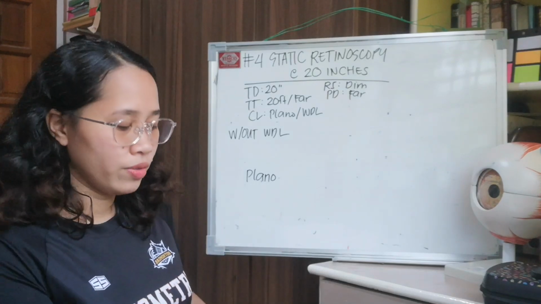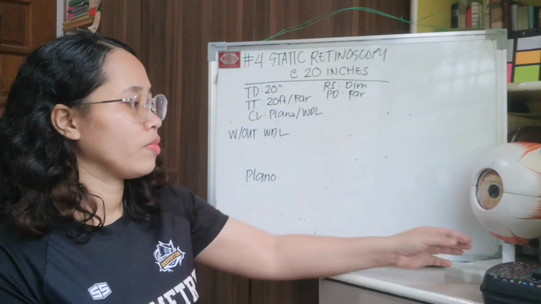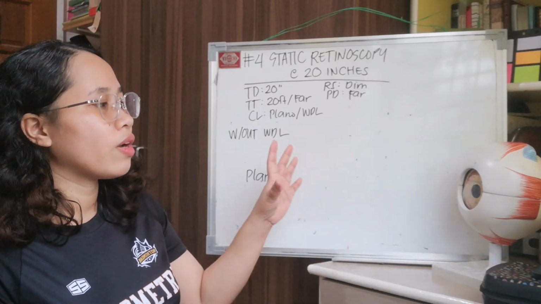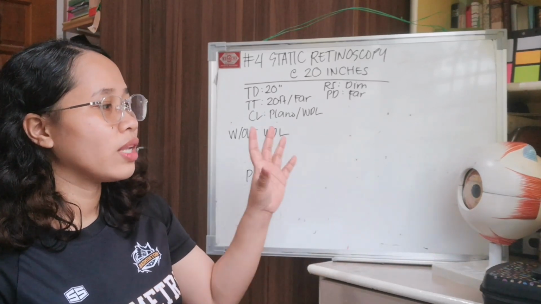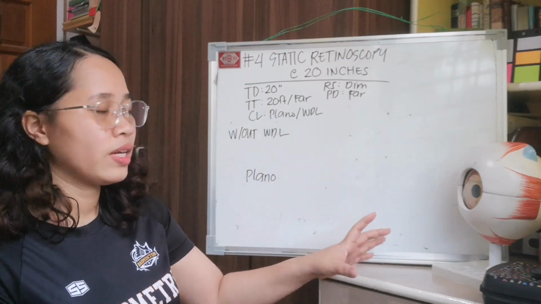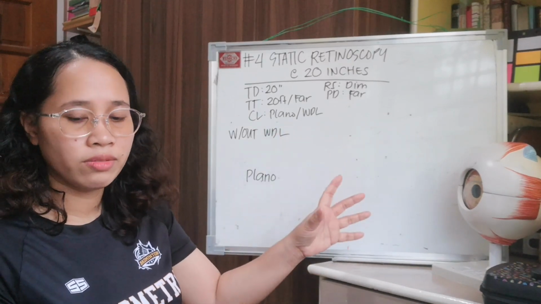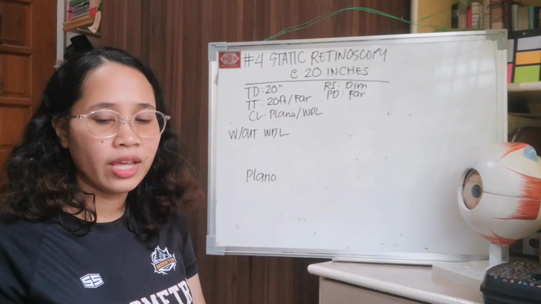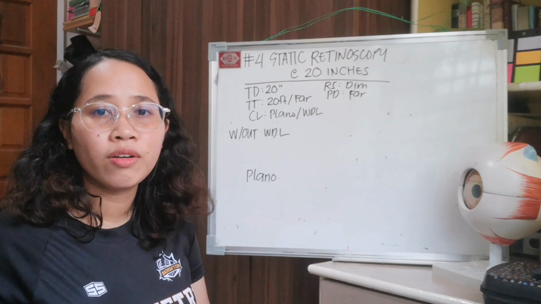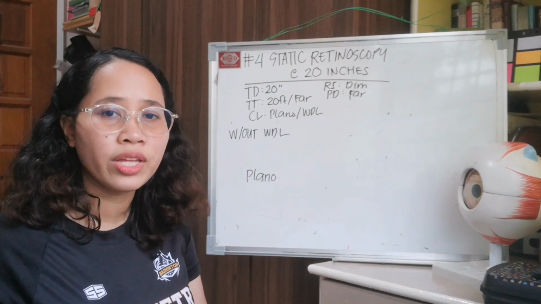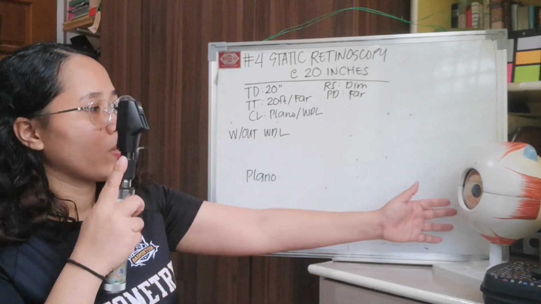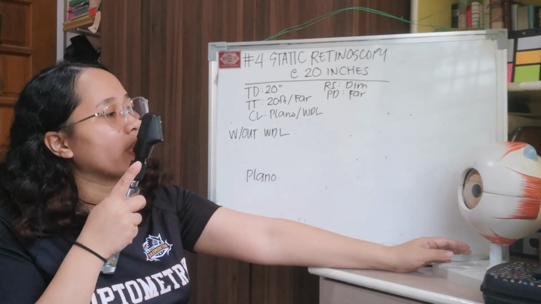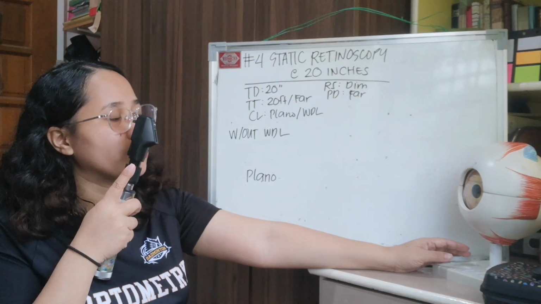So we start at Plano. When you say Plano, there's no contact lenses, there's no eyeglasses, and there's no lens in the phoropter. So the eye is bare, nothing. So that's Plano. And then you check for the reflex movement, if it's with or against. So at 20 inches, patient is looking at far, you check the fundus reflex.